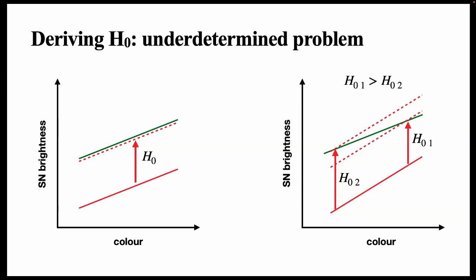Of course, the problem is understanding, because geometrically, if you represent the measurement of H naught as basically measuring the distance between the brightness-color relation in the calibration and the Hubble flow, it's well defined if the slope is the same. But if the slope is different, H naught depends basically on the choice of your reference color.